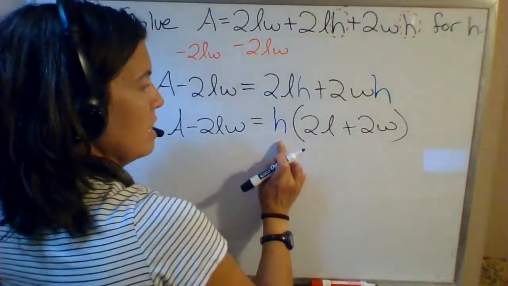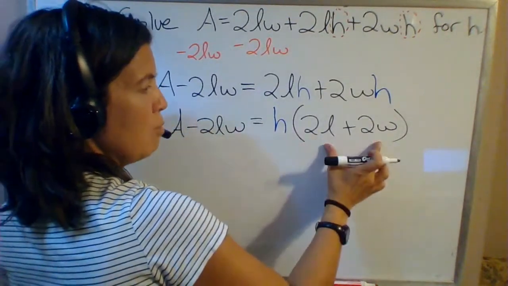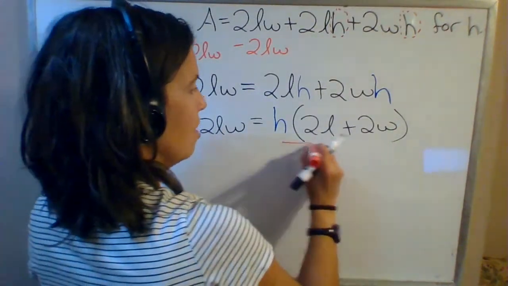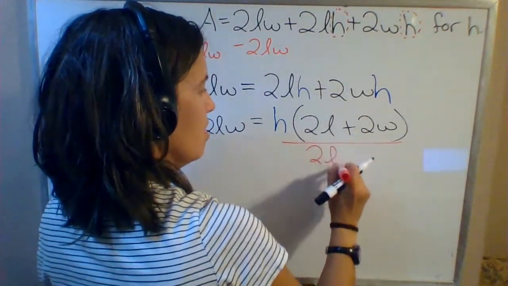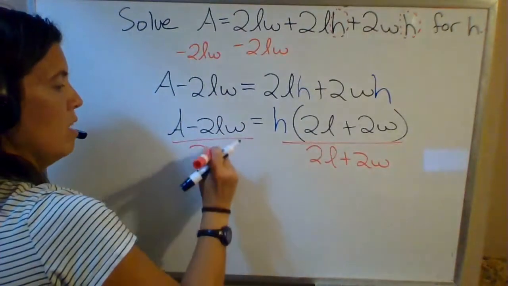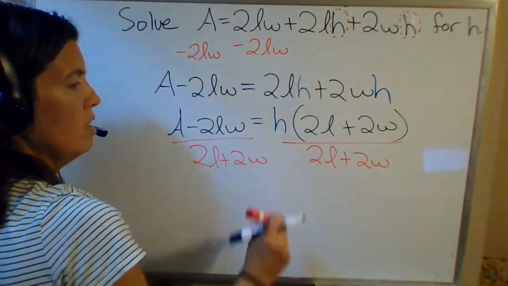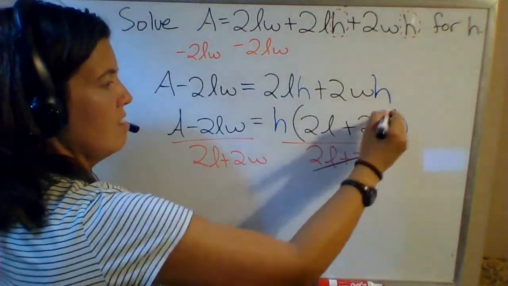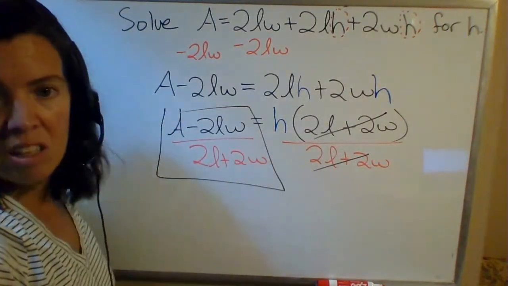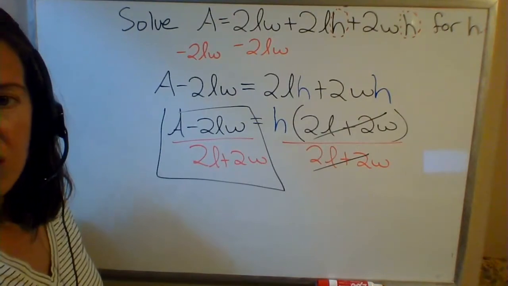And now to get the H by itself, since it's H times this entire quantity, you can just divide by this quantity in the parentheses on both sides. So 2L plus 2W, divide by that on both sides, and now you've got H by itself. So here's the expression that's equal to H based on that equation.